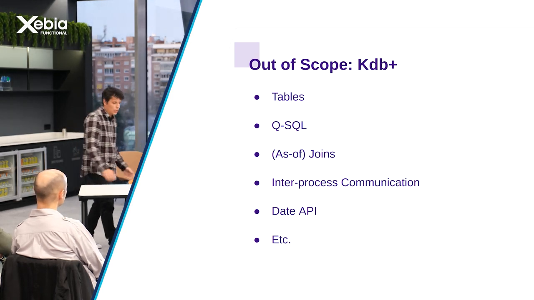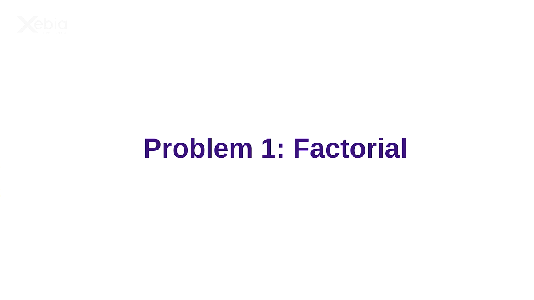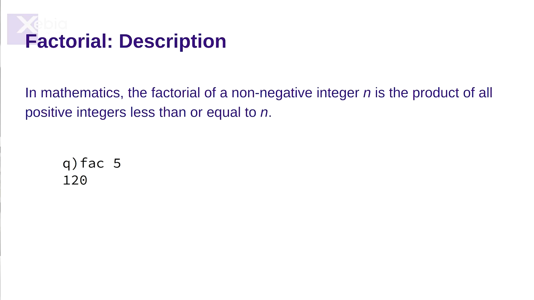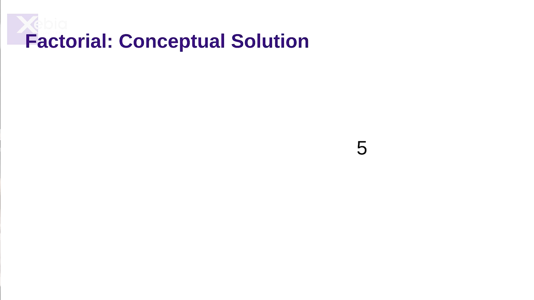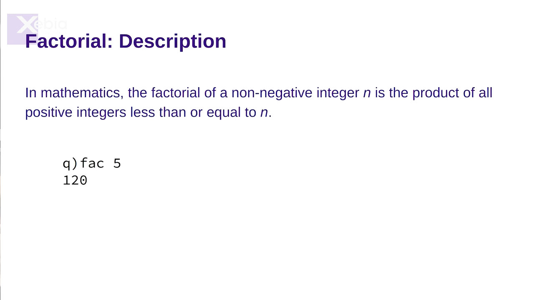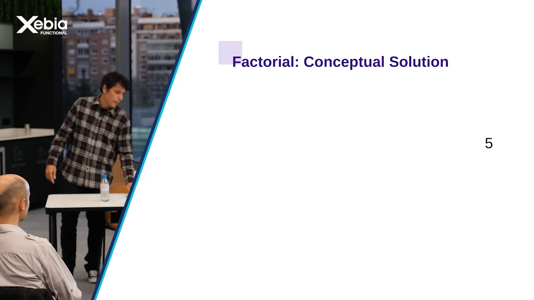Okay? So, first problem. Okay, first problem is just the factorial. You know what is the factorial? It's getting the product of the positive integers from 1 to a given number. Okay? So the conceptual solution is quite easy. For example, if we have the factorial of 5, we get 120.